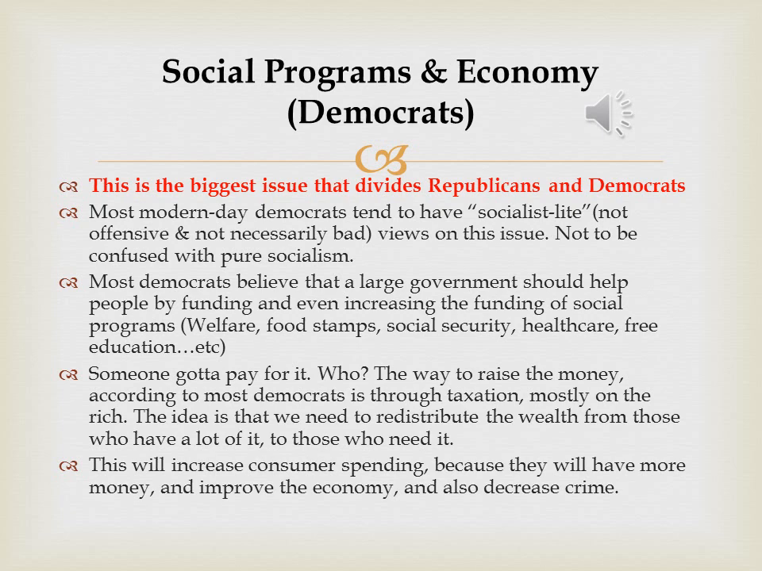Of course, I'm not trying to put all Democrats under that set of definitions. It's mainly for mainstream Democrats, and these are their views on social issues.